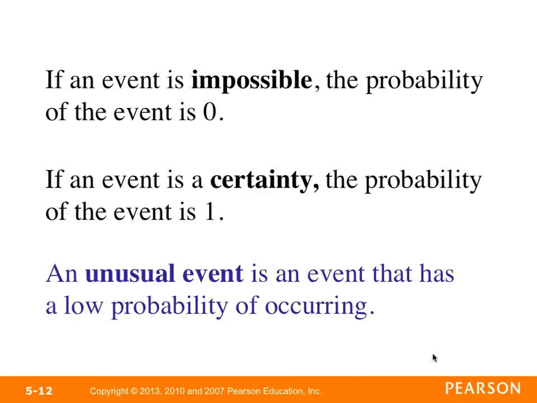An unusual event is an event that has a low probability of occurring. Now, this is a little hard to define, but typically we say that if something is less than 5% chance, okay, so if you have a less than 5% chance of something happening, that would be considered unusual.